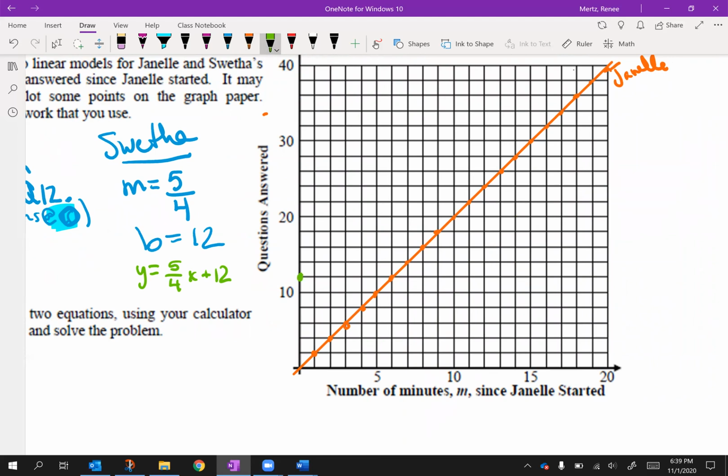Swetha started at 12. She does 5 questions every 4 minutes. So it's up to you. I would maybe use your table and find multiples of 4. So at 4 minutes, she's on question 17. Be careful when you graph this. 12, 14, 16, 17.